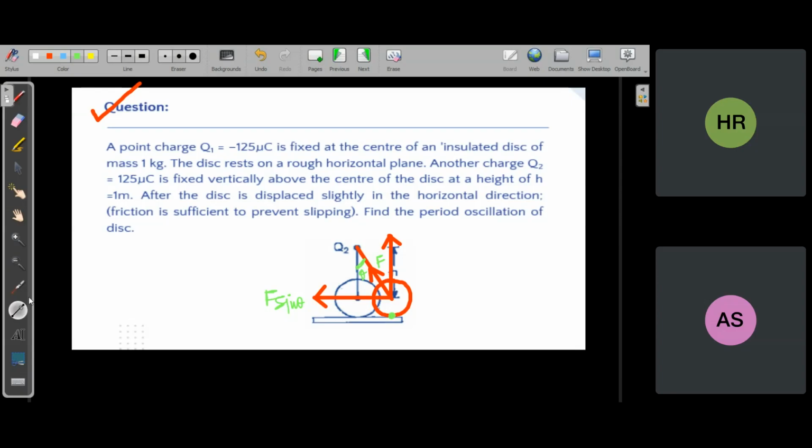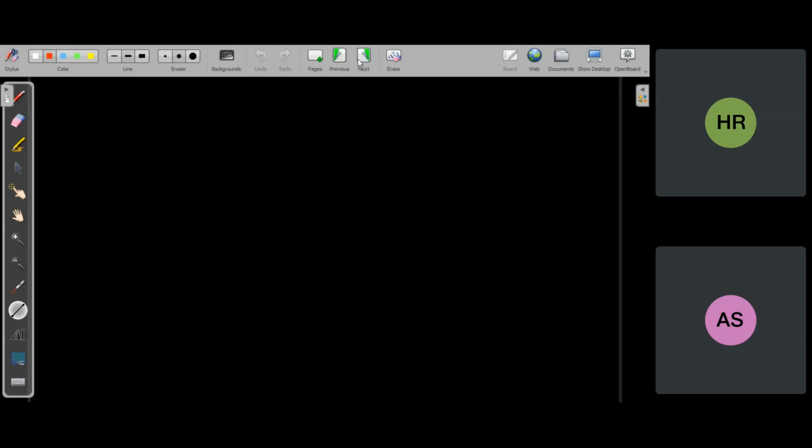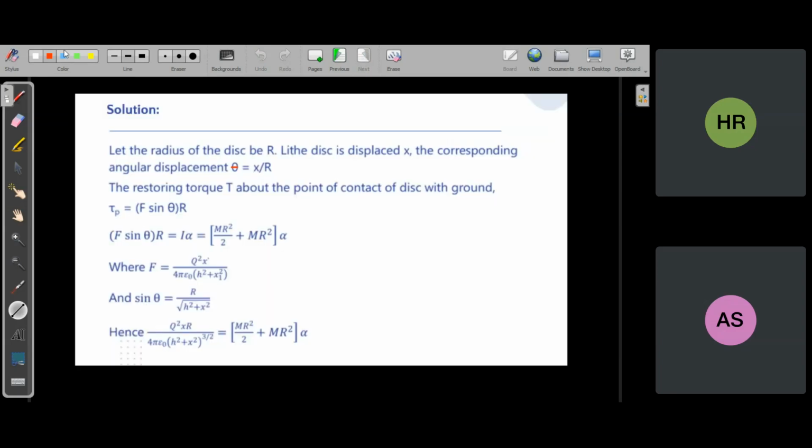Why are we taking the point of contact? Because there will be friction also. So if we take the torque about the point of contact, the torque due to friction will be zero. That's why. Otherwise, if we take any other point, then torque due to friction will also come. So we are taking the point of contact. About the point of contact, the torque will be F sine theta into R, and that is equal to I alpha. From here, you will try to find the equation of F.